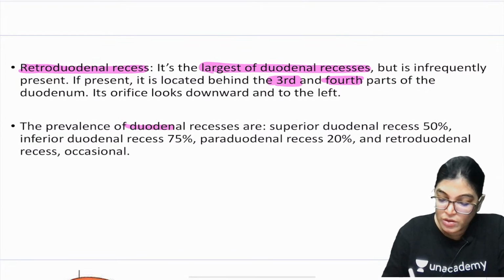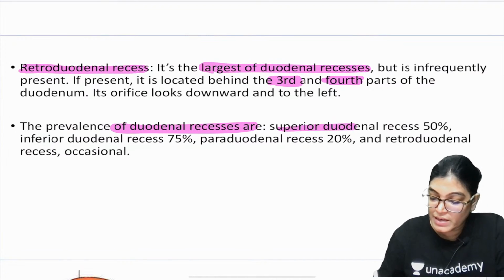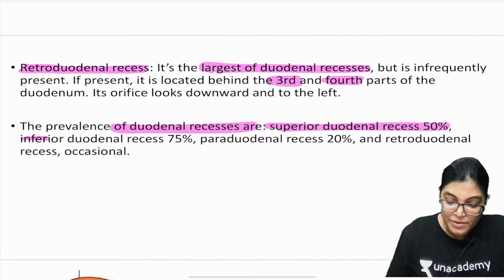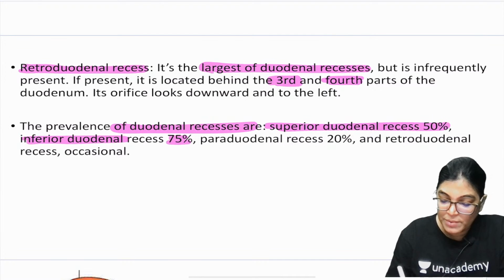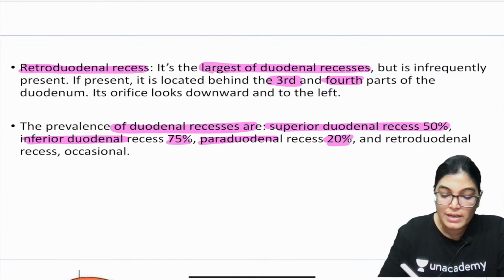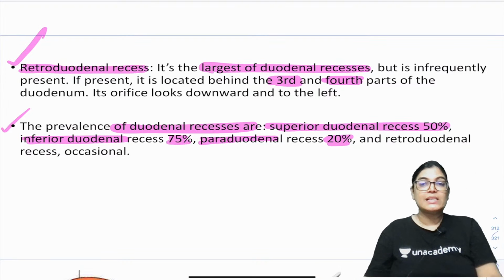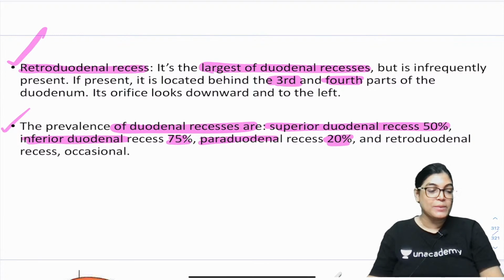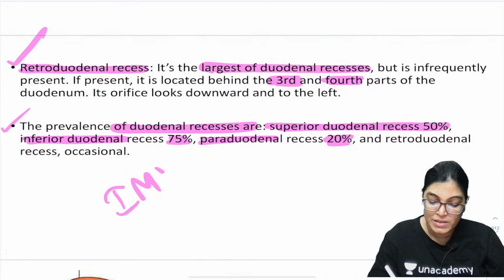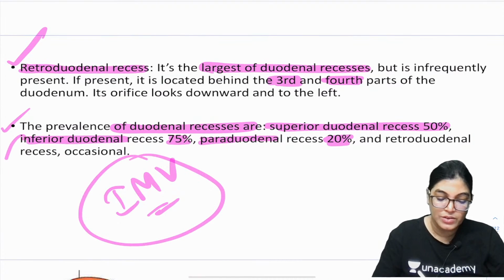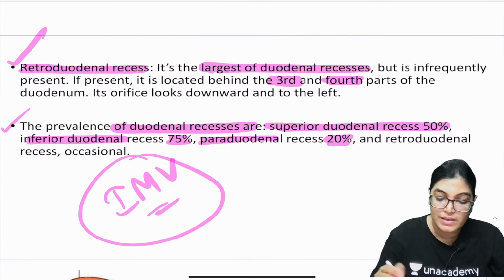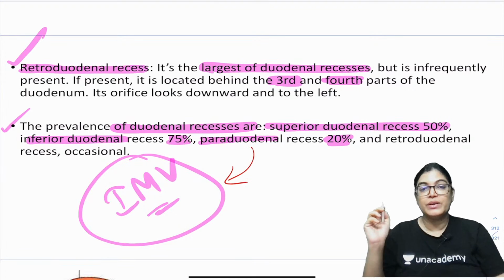The prevalence of duodenal recesses, please note down: superior duodenal recess is present in 50% of cases, inferior duodenal recess in 75% of cases, paraduodenal recess in 20% of cases, and the retroduodenal recess, as we have just seen, is rare and occasionally present. The paraduodenal recess contains the inferior mesenteric vein.